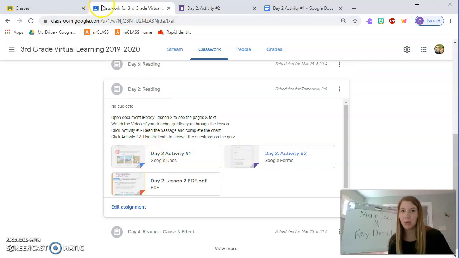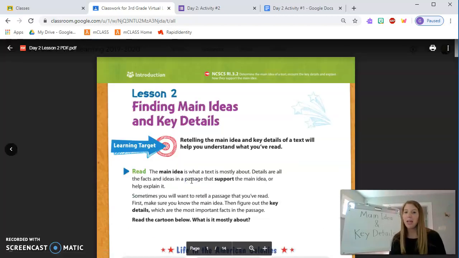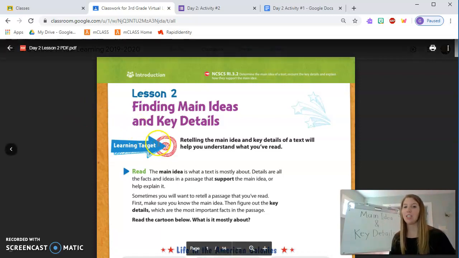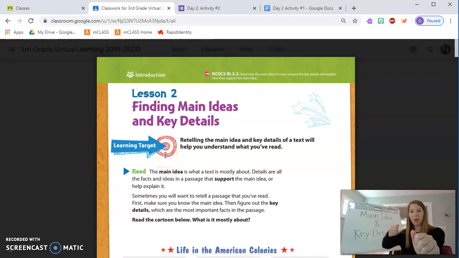Now go back to your classwork tab and let's click on our lesson for the day. So we are clicking on the day 2 lesson 2 PDF. We're opening this last because it opens in the window. As I open it, I see that today we're going to be working on main idea and key details. So we're going to learn what main idea is and what these key details are. So let's look at our learning target. We're going to do like we do in school, and we're going to pull back that bow and arrow, shoot once.